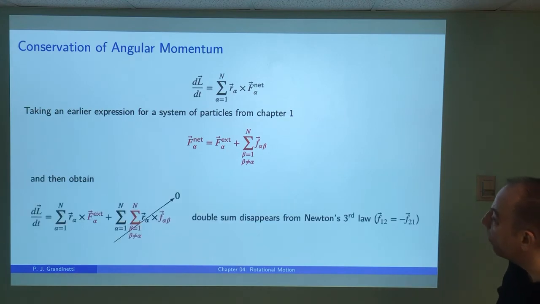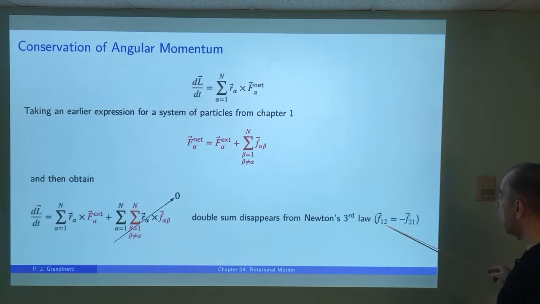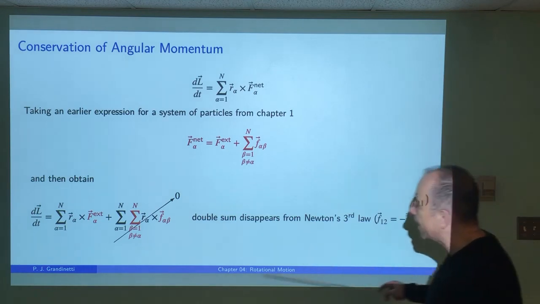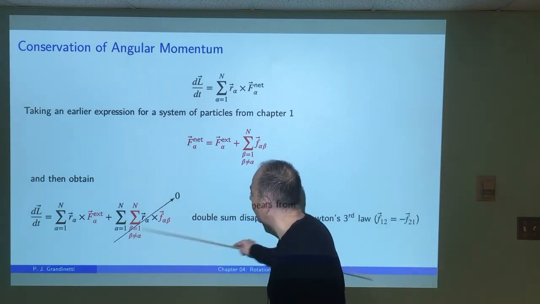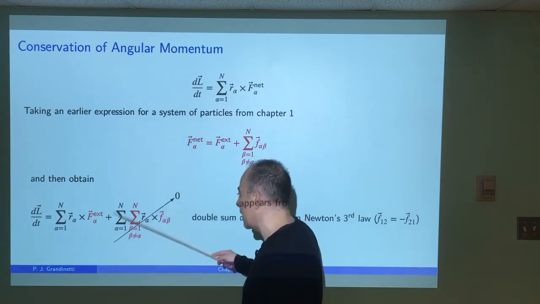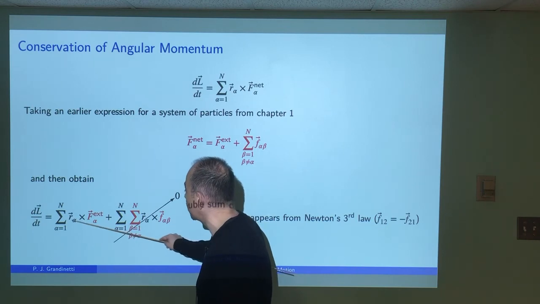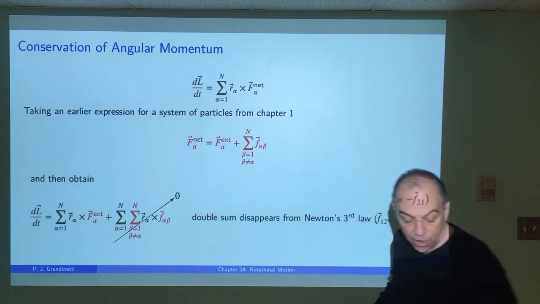Now, what we learned in the first chapter is going to be true here. If you bring in Newton's third law, that the force of particle 1 on 2 is opposite in sign to particle 2 on 1, then you'll find that this double sum will go to 0, and we're left with the change in the total angular momentum given by this sum of all these cross products of r with the external force on each particle.